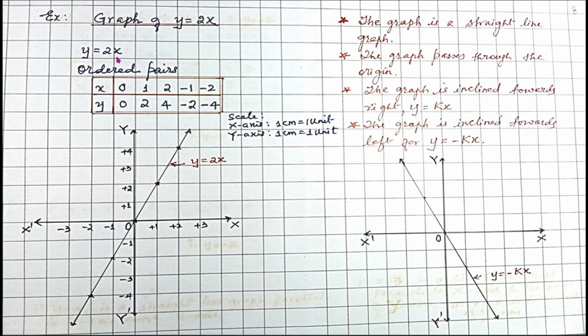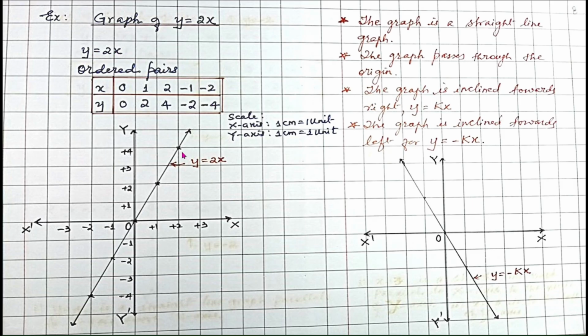Now y is equal to 2x. Let us get the ordered pairs first. For different values of x, we have to find different values of y. If x is equal to 0, y is 0. If x is 2, y is 4. If x is 1, y is 2. If x is minus 1, y is minus 2. If x is minus 2, y is minus 4. We have got the ordered pairs.